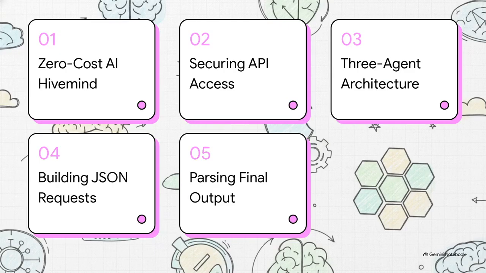Here is the roadmap for our blueprint today. We'll start with the zero-cost AI Hivemind concept, then look at securing free API access. After that, we'll assemble the 3-agent architecture, decode how to build the JSON requests, and finally wrap up with parsing the final output. Don't worry, we'll break all the tech jargon down into really logical phases.